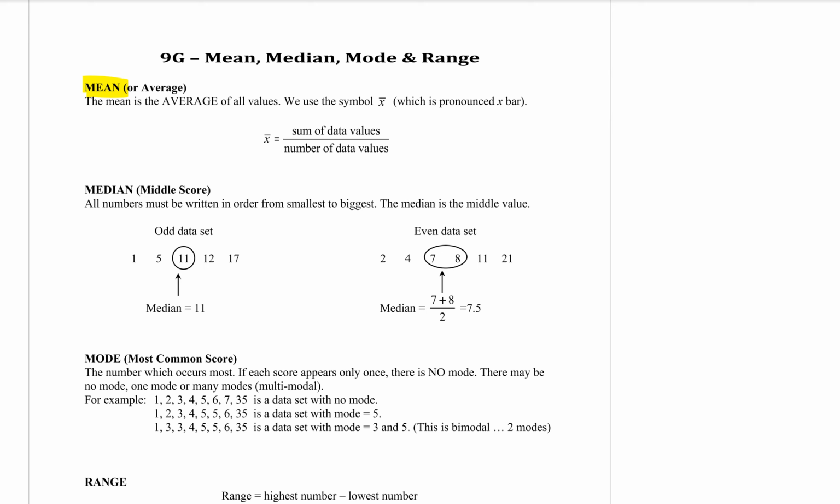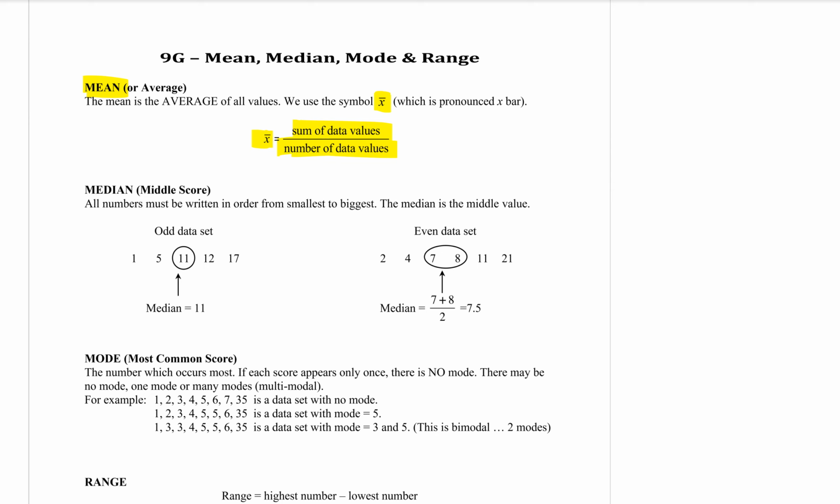To find an average, we have this symbol. It's an X with a little bar above it. Instead of writing the word mean, you can just use that little symbol. To find it, you add up all of the scores that you've been given and you divide by the number of scores that you have. And that's how you find an average.